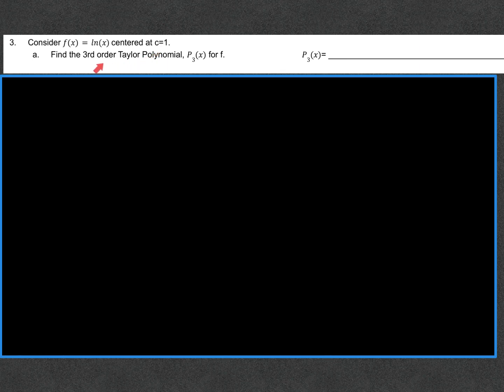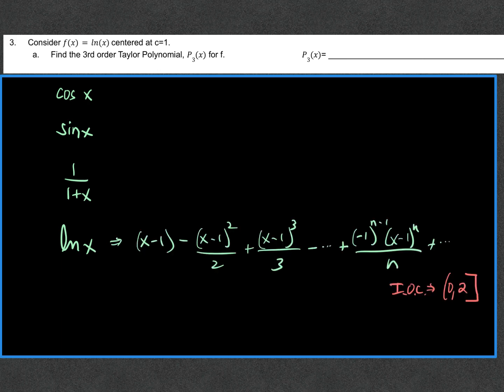The way I would have liked to have seen you do it is through memorization, because you may recall, I let you know that there are 4 fundamental functions for which we should memorize the Taylor polynomial: cosine x, sine of x, 1 over 1 plus x, and the natural log of x.